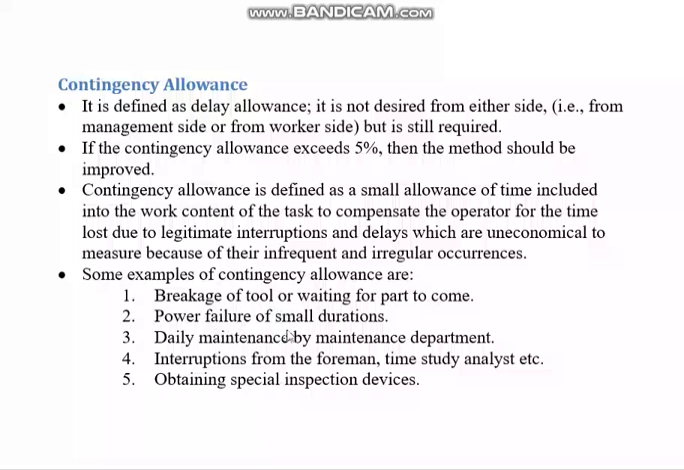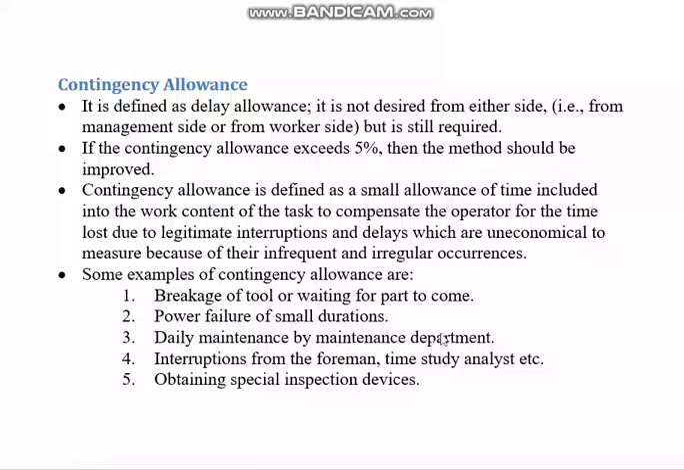Power failure of small durations is another one. If it is scheduled maintenance, that's why in industries we have one weekly maintenance day, in which electricity maintenance will be done and the power supply will be interrupted. On that day they will give a holiday, an off day. But apart from that, sometimes power failures may take place for a short duration, maybe 5 minutes, 10 minutes, 15 minutes. You have to account for those things also. Those are contingency allowances. That is another example of contingency allowance.